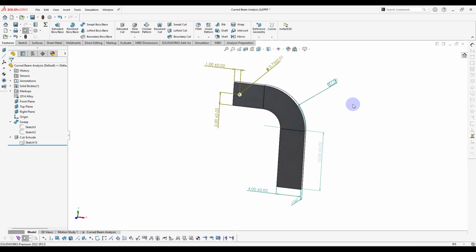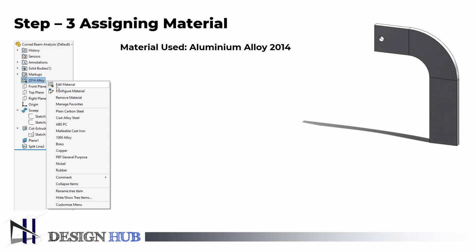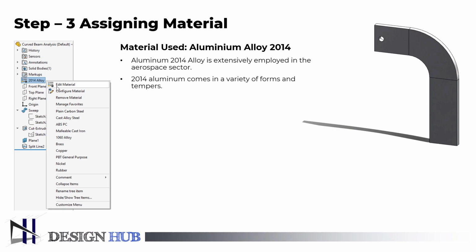Step 3 is assigning a material. Choosing a material is a phase in the design of any physical thing. The material used for the curved beam is 2014 aluminum alloy. Firstly, it is one of the strongest commercially available aluminum alloys. Secondly, aluminum 2014 alloy is extensively employed in the aerospace sector. Heat treatment and annealing are further applications. 2014 aluminium comes in a variety of forms and tempers.